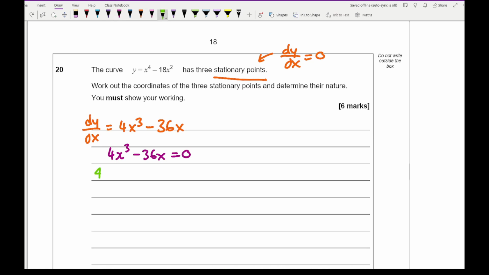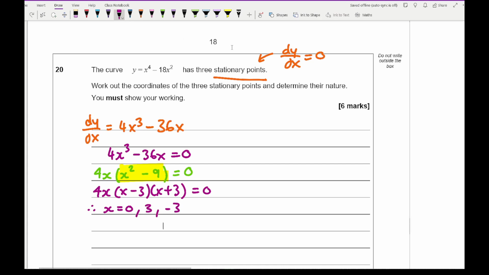So if we take 4x out, we're going to get x squared minus 9. Hopefully what you've spotted there is that this is going to be a difference of 2 squares. So here we've got 4x, and then it's going to be x minus 3, x plus 3. And from this, what you can then find is your 3 values of x where it equals 0. So the solutions for this are going to be x equals 0 or positive 3 or minus 3.